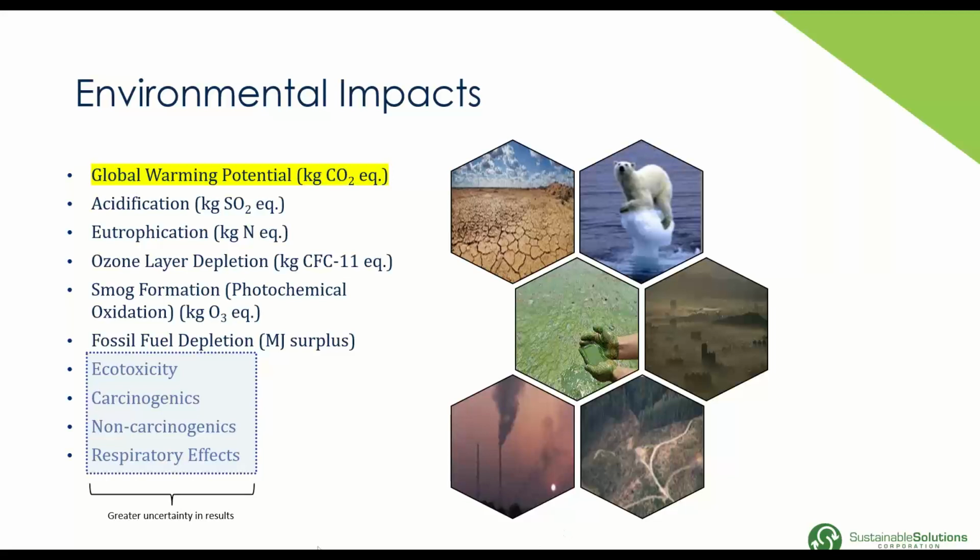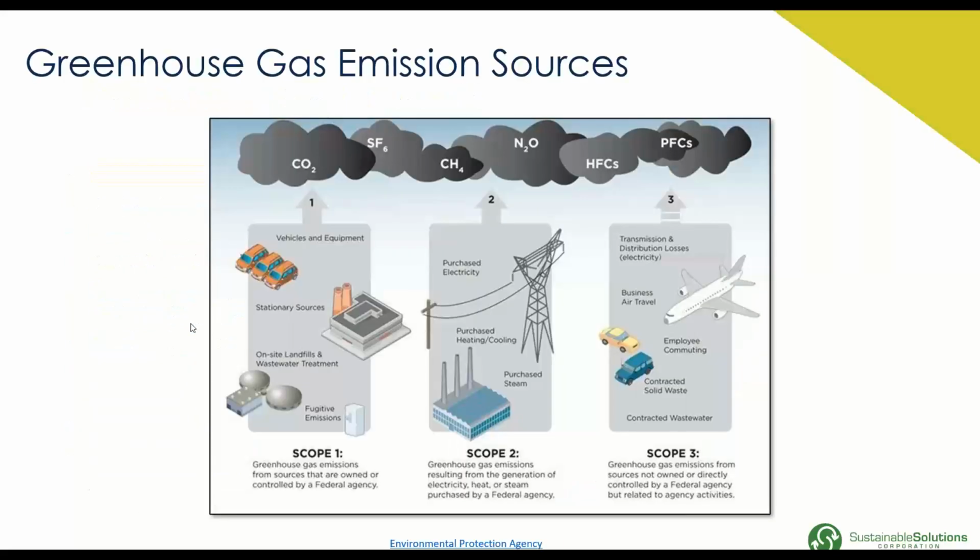And I also want to point out that when we do LCA, our software allows us to also look at things like carcinogens and ecotoxicity and things like that. But those results have a lot of uncertainty, and we typically don't do much with those. We can analyze them, but we're not doing a lot with them. So big topic today will be global warming potential as we go through.